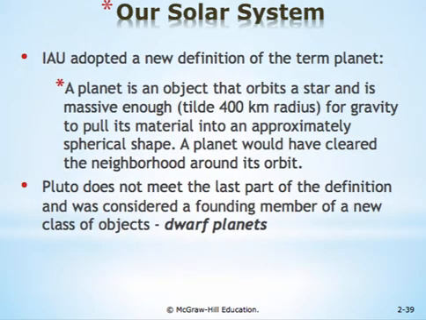The IAU, the International Astronomical Union, adopted a new definition. They said a planet is an object that orbits a star. It's massive enough for gravity to pull its material into an approximately spherical shape. A planet would have cleared the neighborhood around its orbit. Pluto does not meet the last part of this definition and was considered a founding member of a new class of objects, dwarf planets.